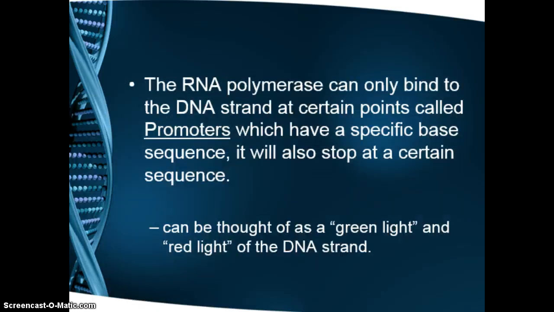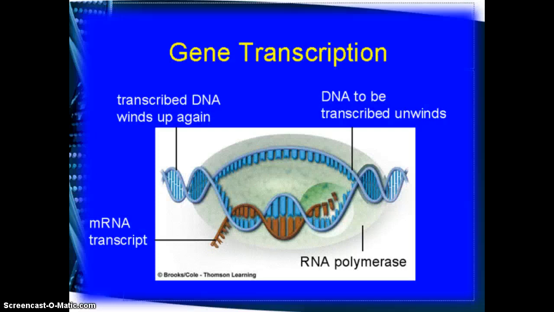The other piece of this is that RNA polymerase can only bind to the DNA strand at certain points, and these points we call the promoters, which have a specific base sequence. The promoters are where we're going to start, but there's also a certain spot where we're going to stop. You can think of it as the green light, red light of the DNA strand. So this RNA is only made at specific spots, and the promoter is the beginning of that spot. It has a specific base sequence that tells the polymerase that it can start there.